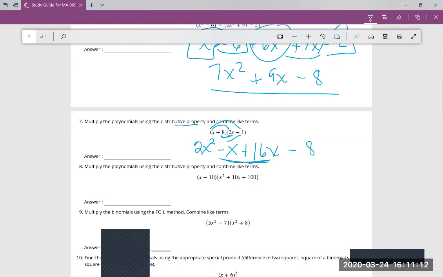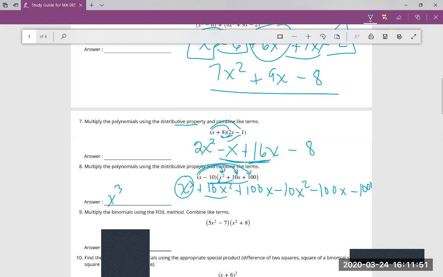Okay, this one, we're going to multiply the polynomials. Remember how we did this? We took x times every single term first. So x times x squared is x cubed. x times 10x is plus 10x squared. x times 100 is plus 100x. Then we're going to take -10 times all three. So we have minus 10x squared, minus 100x, and it's going to be minus 1,000. Okay, combining like terms, I'm going to have x cubed.